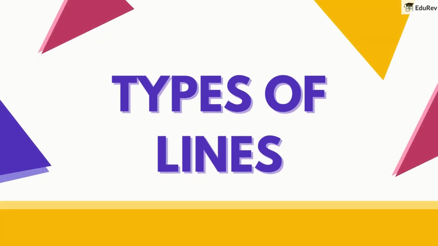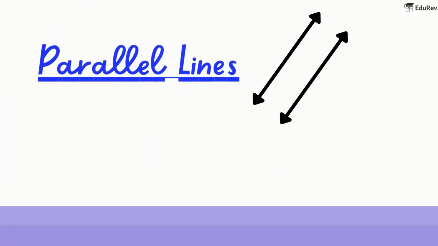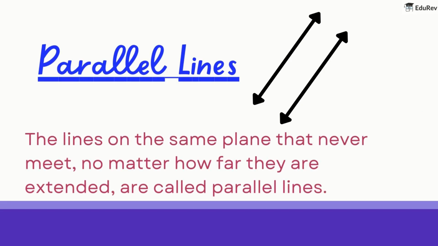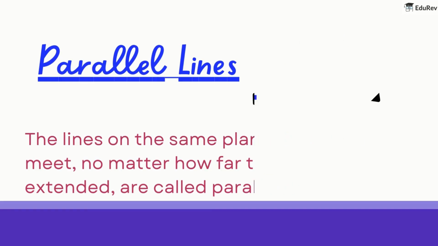Types of lines. There are different types of lines. Let's look at them. Firstly, we have parallel lines. The lines on the same plane that never meet, no matter how far they are extended, are called parallel lines.